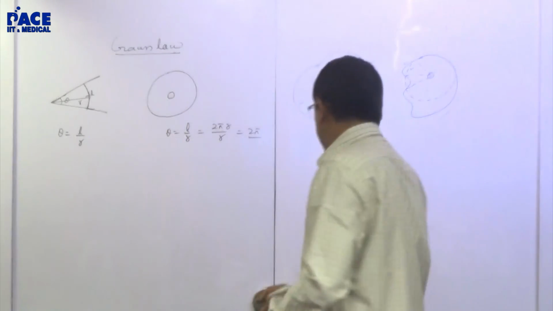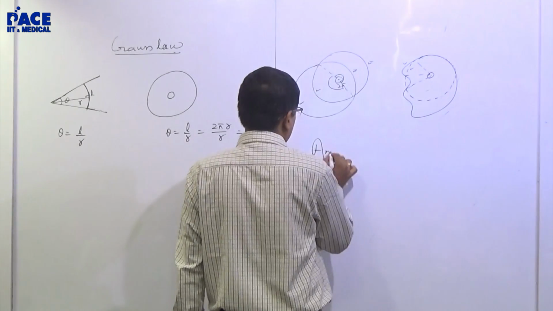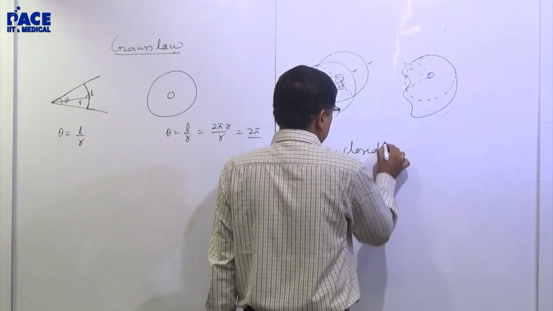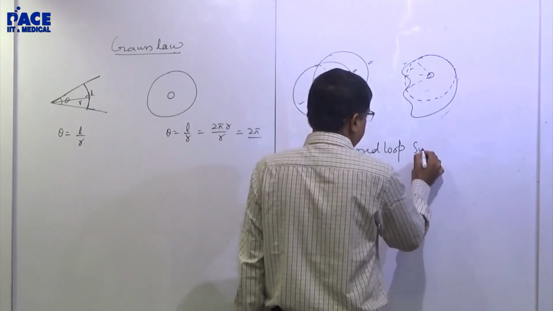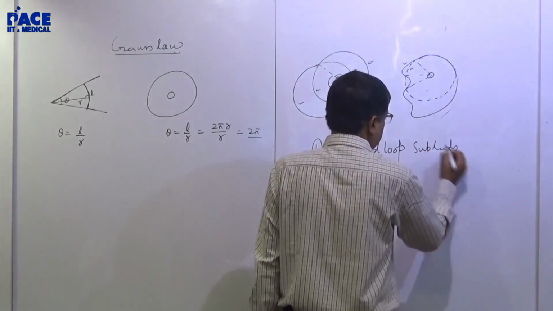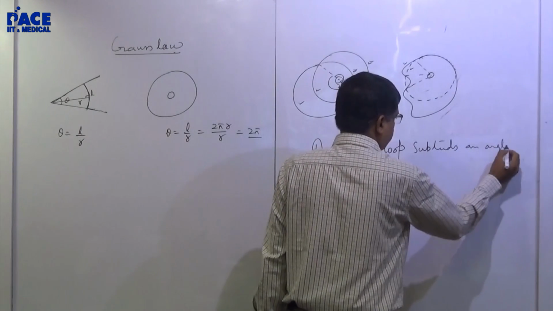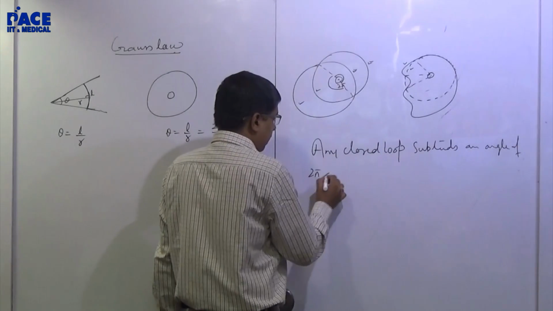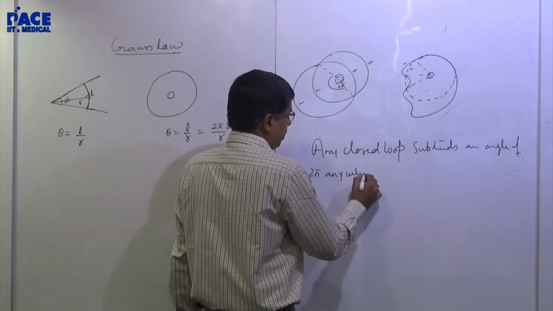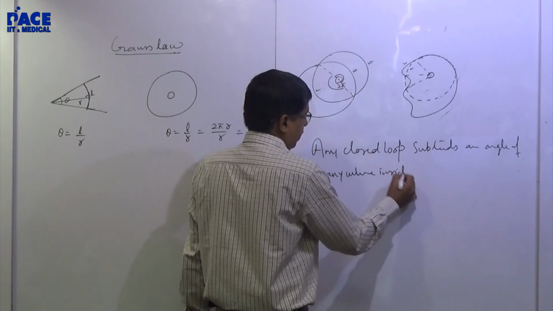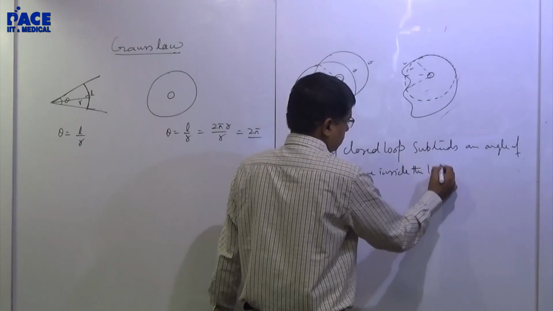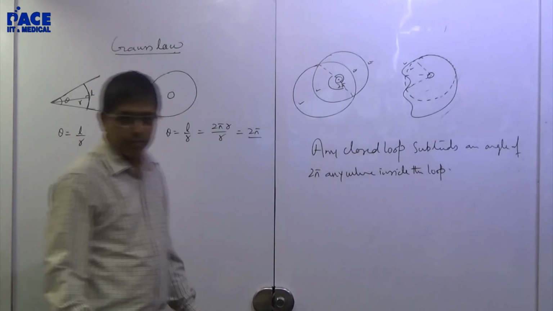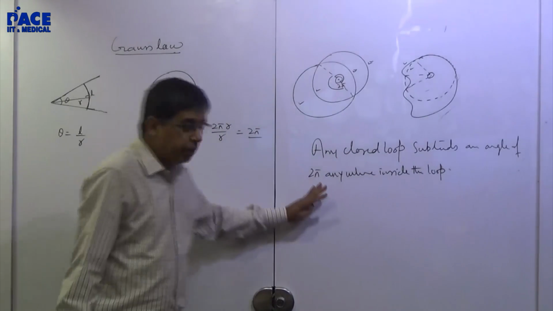Any closed loop subtends an angle of 2 pi anywhere inside the loop. Agreed? We actually don't need this.